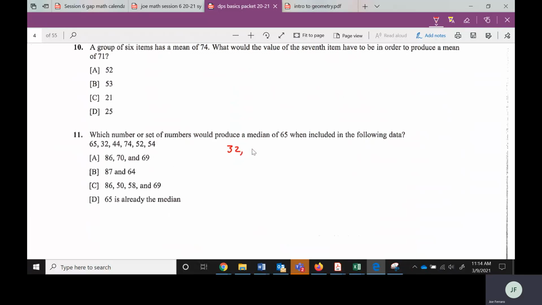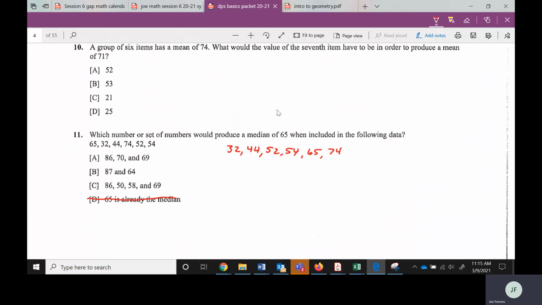So we got a 32, we got a 44, we got a 52, we got a 54, 65, and 74. So it's 6 numbers. So right now, the median, we go 1, 2, 3, 1, 2, 3. If we look, it's the average of this. Now, even if we don't know exactly what that is, you probably can look at this. The average of 52 and 54 is 53. Even if you didn't know exactly, it's going to be in the 50s. And so this answer's out. It's saying 65 is already median.